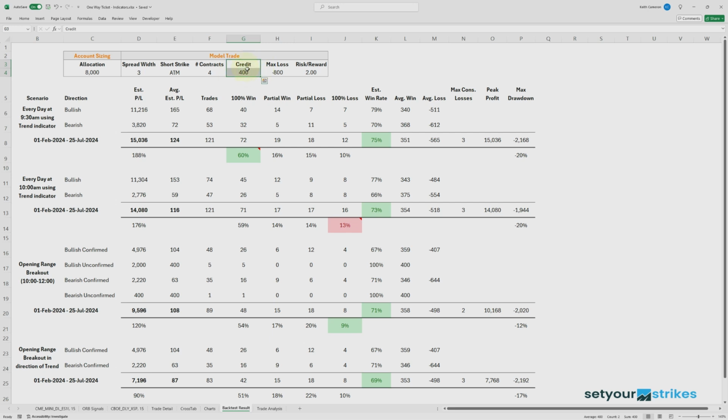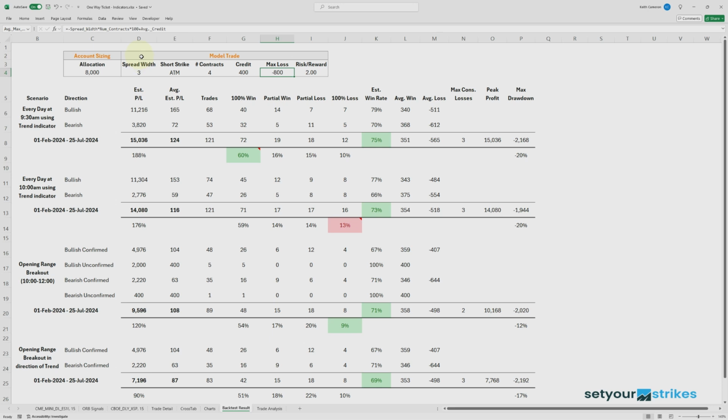So this isn't even rounded or anything. That is my actual average credit. My max loss, I think, was slightly better than this. I think my risk reward was like 1.97 or something, but very, very close to this. This max loss and risk reward is just calculated with $3 spread width and $400 for 4 contracts. That's going to be our max loss and risk reward. And again, consistent with my live experience, but slightly different.